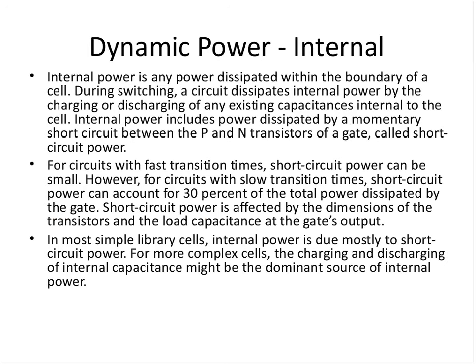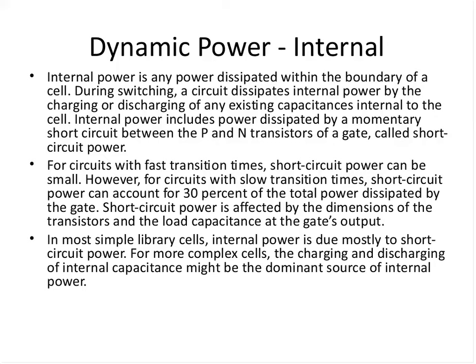Internal power is a more generic term. Short circuit power is a type of internal power. Internal power, by definition, is any power dissipated within the boundary of the cell, not dependent on the load capacitance. During switching, the circuit dissipates power by charging and discharging. In fact, a complex gate will have a lot of source and drain capacitance inside the gate, not counting the outside load capacitor connected to the output. All these internal capacitances are charged and discharged during switching, so this also counts as internal power.